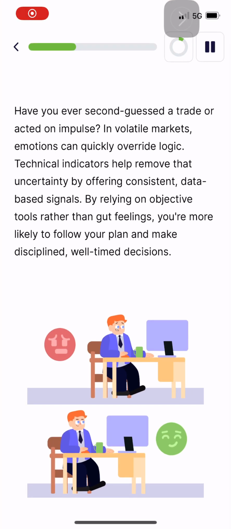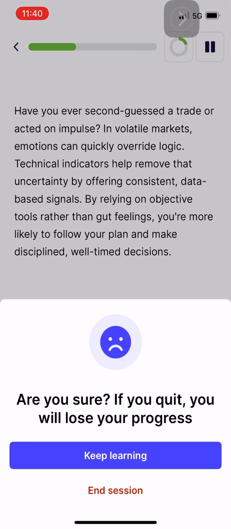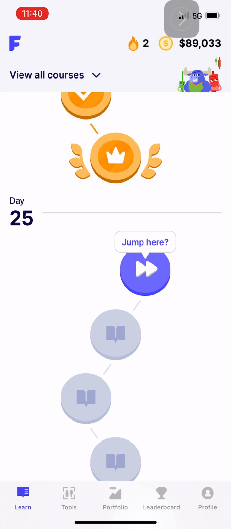Acted on impulse. In volatile markets, emotions can quickly override logic.